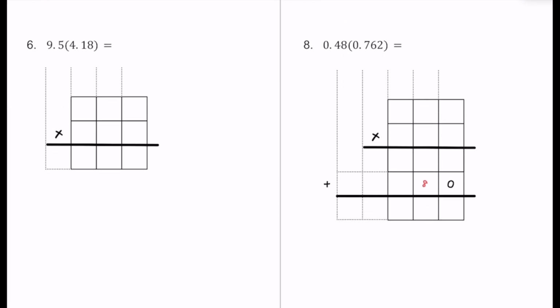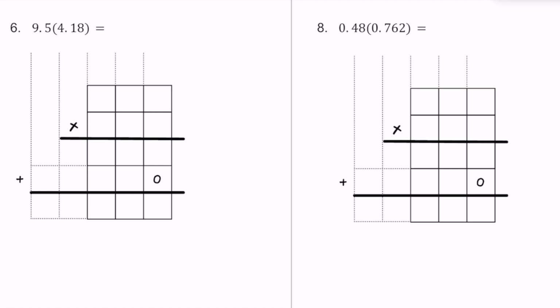Here's number 6. For number 6, we have 9 and 5/10, and we're multiplying by 4 and 18/100ths. Now, this 4 and 18/100ths has 3 digits. Let's go ahead and ignore that decimal and think about that as 418 for just a little bit here. And then for our other factor, the number we're multiplying is going to be 9 and 5/10. That is 2 digits, so let's go ahead and put those in the correct place values. So let's go ahead and multiply here.